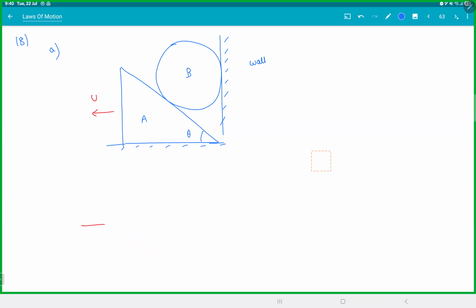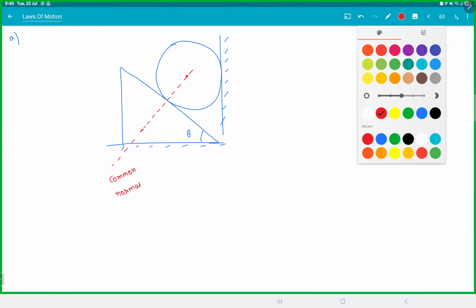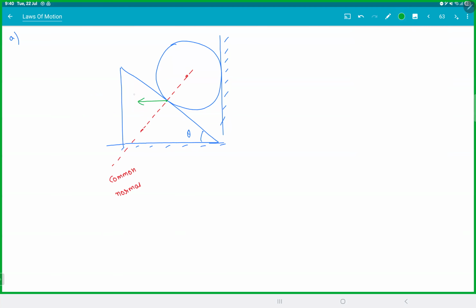Again, whenever two surfaces are touching each other, what will happen? The velocities along the common normal must be the same. What is your common normal? This is your common normal, isn't it? The line joining the center and this thing perpendicular. Great. Then how are these velocities going? Look at this. This is the velocity of A. Here, this is the velocity of B. So B is coming down and A is going to the left.